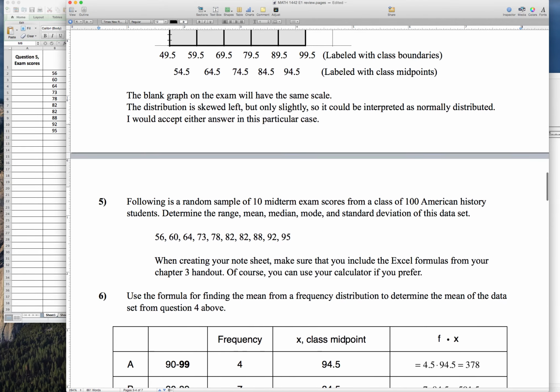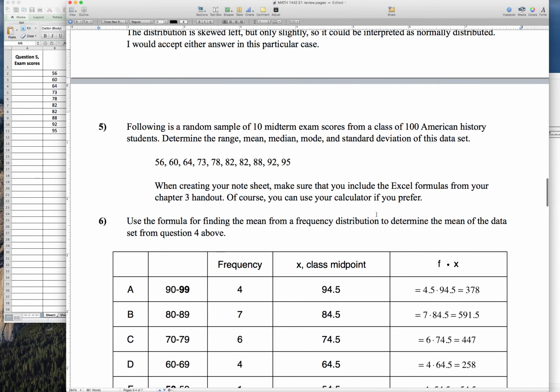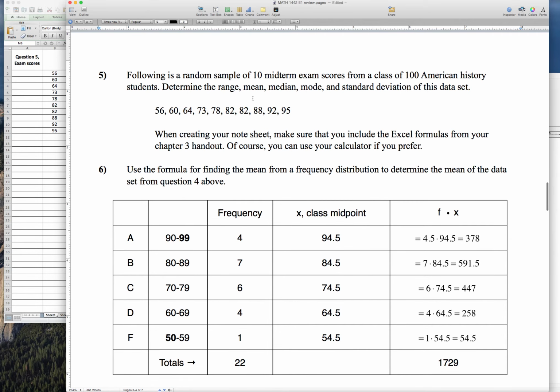Now, for question 5, we have a supposedly random sample of 10 midterm exam scores from a class of 100 American history students, and we're asked for the range, mean, median, mode, and standard deviation of the data set. So here are the values. They are arranged in order, and so finding the median would be really easy. It's an even number of values, so you would take the middle two, add them together, divide by 2.